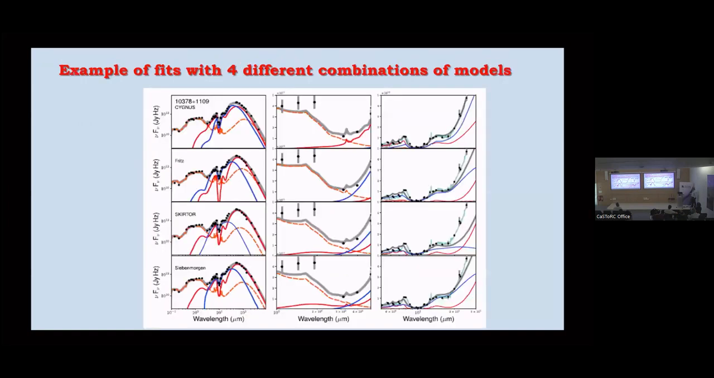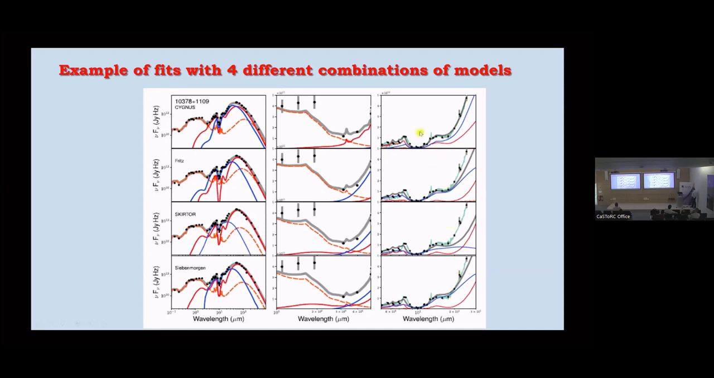Here we see a plot where we are able to compare the fits with the 4 different AGN torus models: Cygnus, Fritz, Skirtor, and Siebenmorgen. On the right, we see a detailed comparison to the Spitzer spectra, which are shown in green.